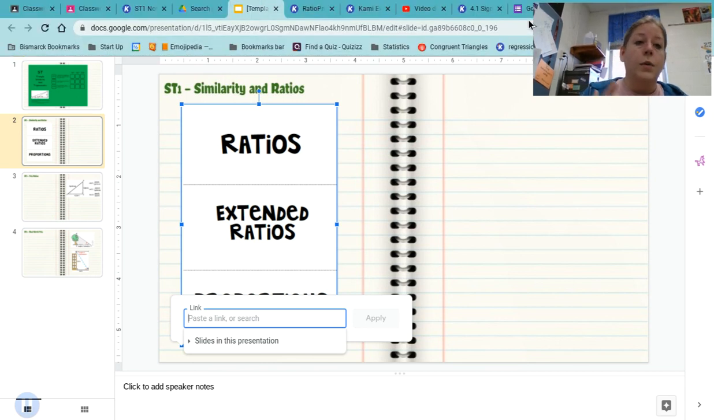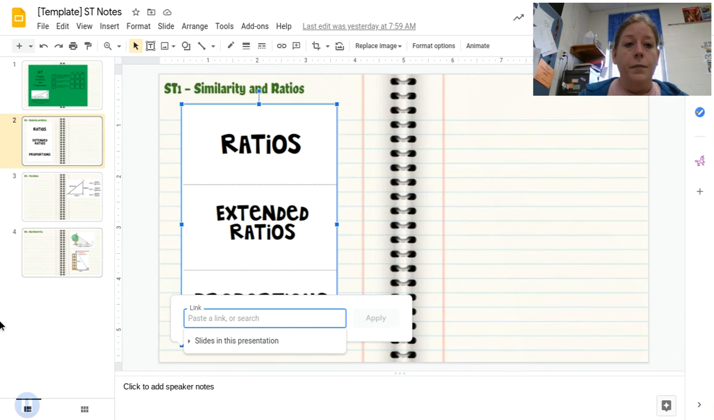Okay, so for the rest of the time, we're working on that ST1 assignment that we have, getting done what we can up to this point. Okay, I will see you the last 10 minutes of class in the Google Meet.